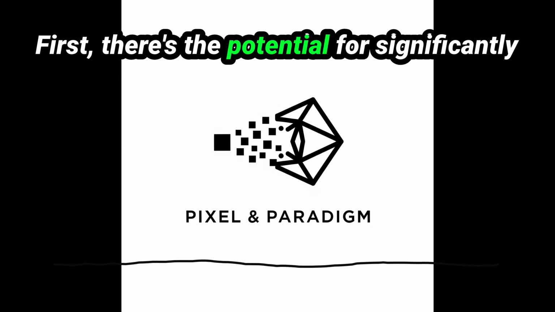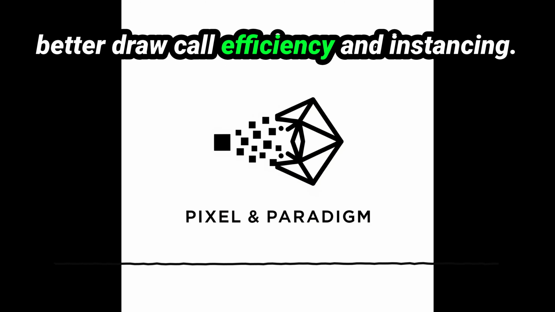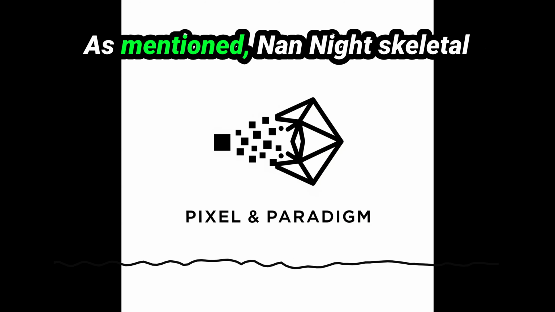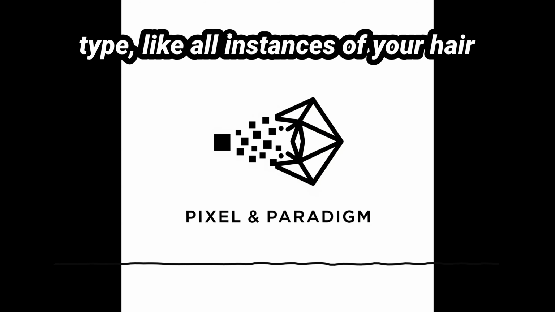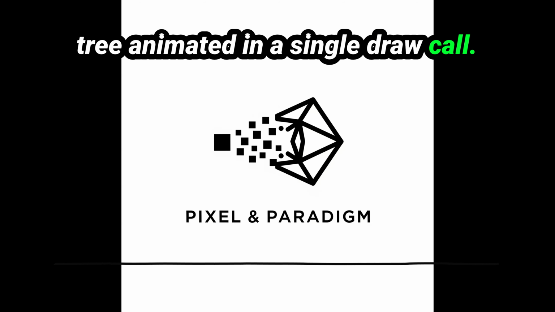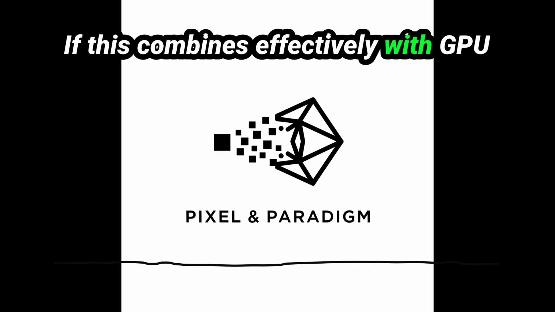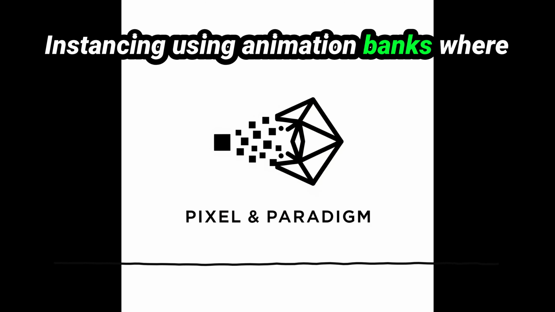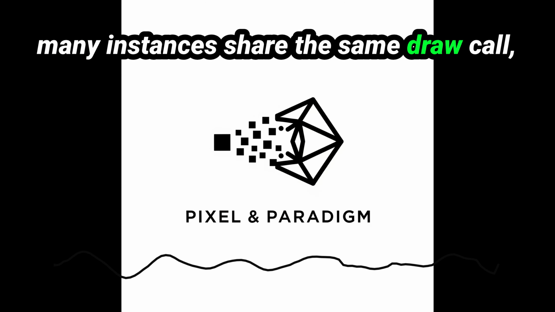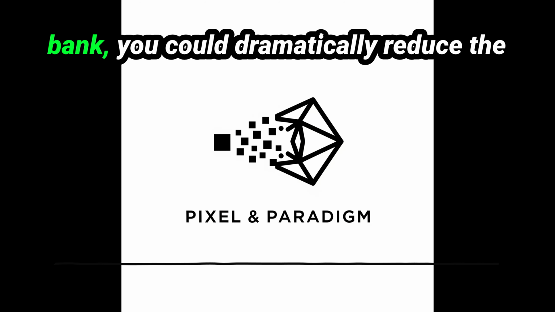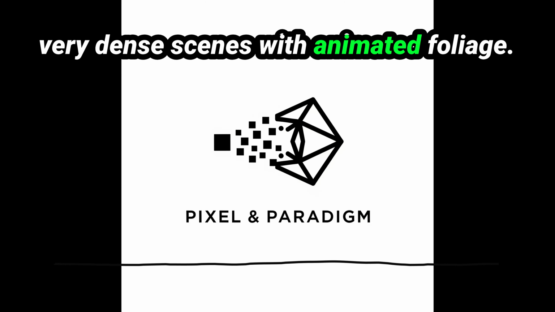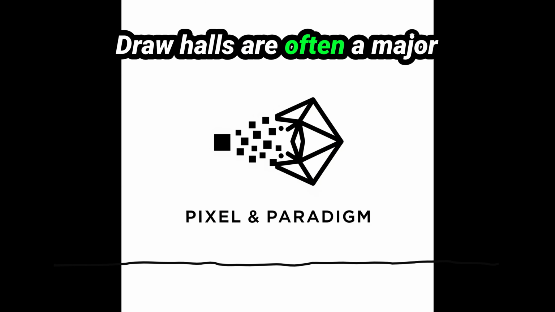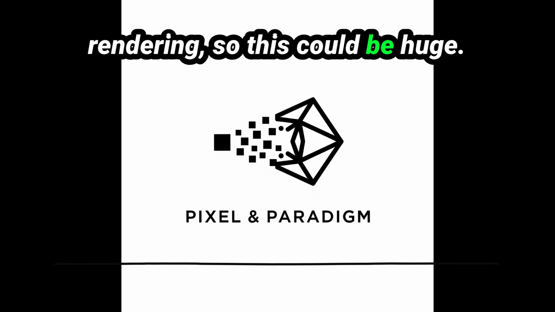First, there's the potential for significantly better draw call efficiency and instancing. As mentioned, Nanite skeletal meshes are designed with the goal of potentially rendering an entire mesh type, like all instances of your hierarchy animated, in a single draw call. If this combines effectively with GPU instancing using animation banks, where many instances share the same draw call but get unique animation data from the bank, you could dramatically reduce the total number of draw calls needed for very dense scenes with animated foliage. Draw calls are often a major bottleneck in traditional rendering, so this could be huge.